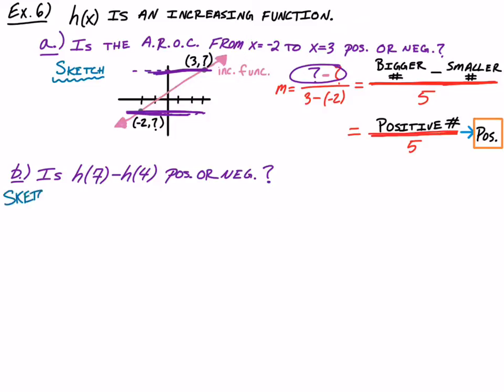So again, I'm not exactly sure how this looks, but I can make a really rough sketch of some increasing function, right? So just some increasing function. There you go, rough sketch. And then where would h of 7 be? What value? And then how about h of 4? What would those values be?